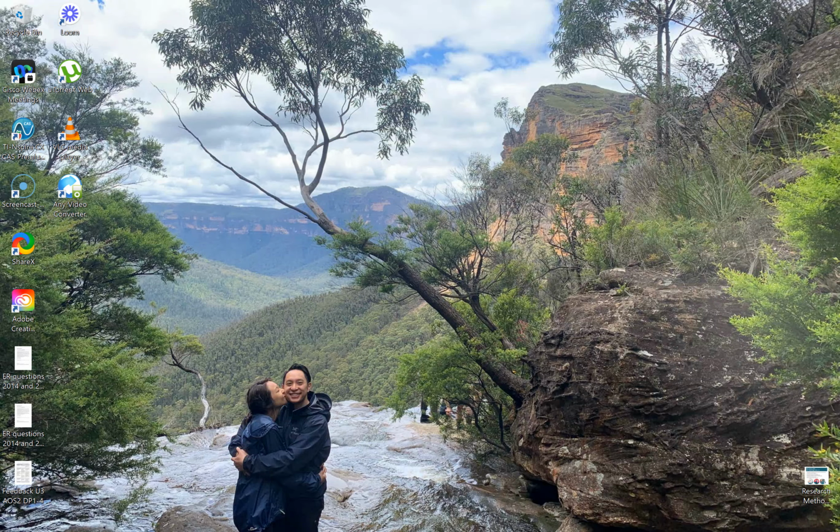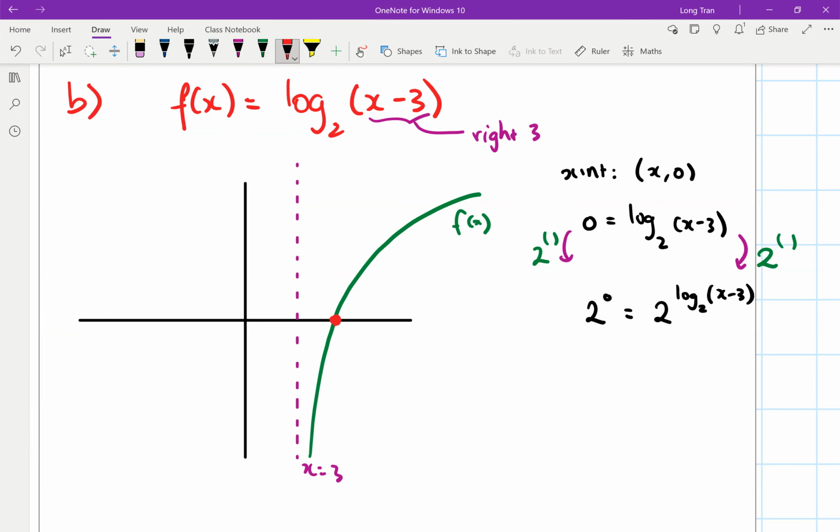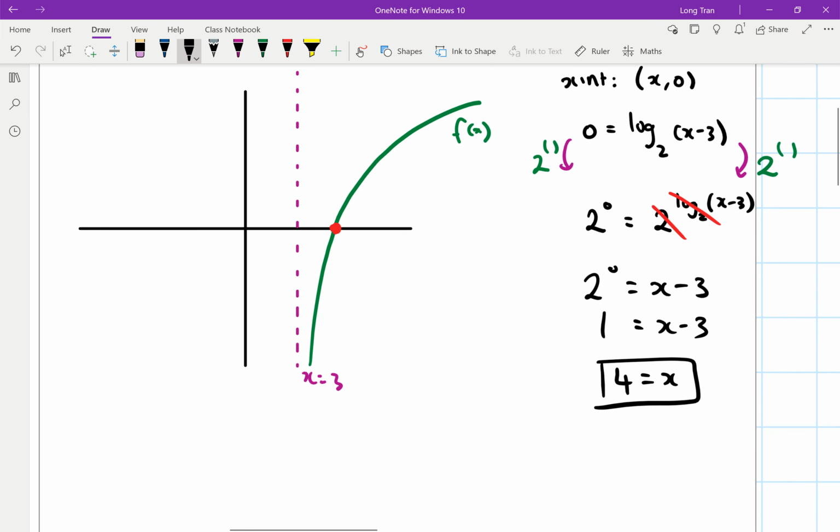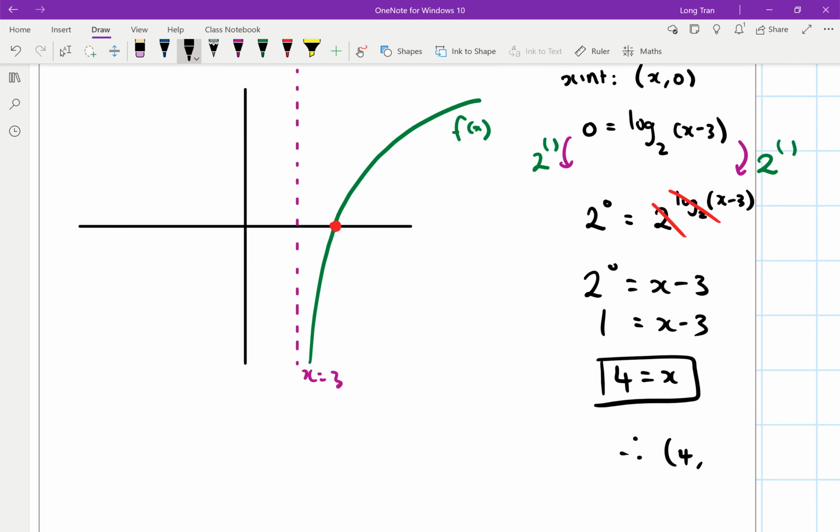They are inverses of one another. 2 to the power of log base 2 cancels out, and so then you get x minus 3 is equal to 2 to the power of 0. That's 1, so x minus 3 equals 1, x equals 4. So that tells me that when x is 4, the y-coordinate is 0. So now I know this is (4, 0).